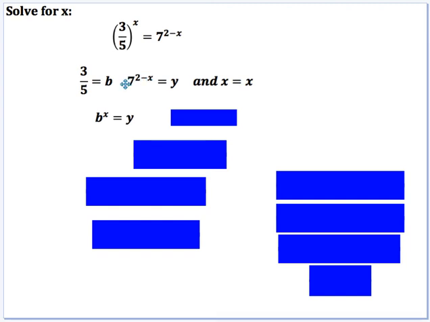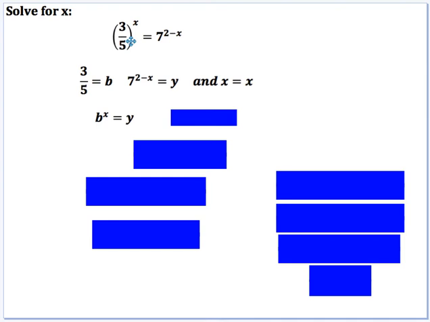So you can do it the other way as well. You can have your base number be 7, your 2 minus x be your x, and then this part over here be your y, sorry.